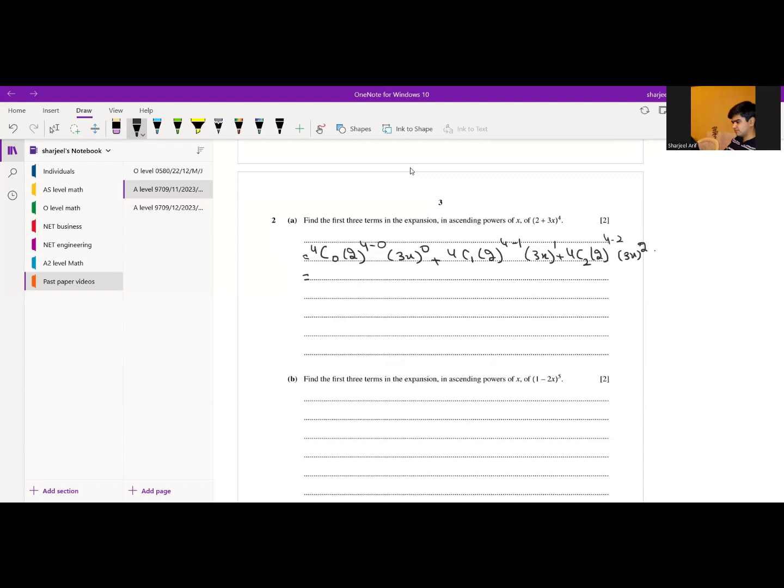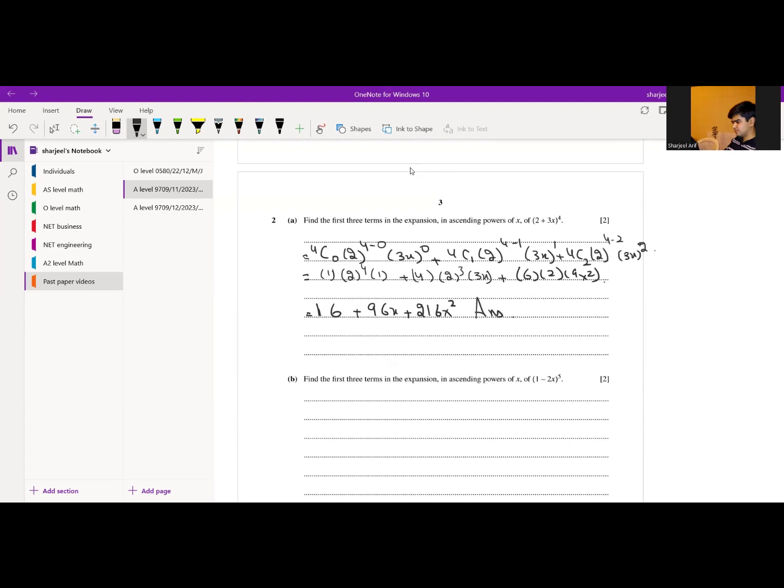So we will further solve it to get 2 power 4 into 1, plus 4c1 is 4, 2 power 3 into 3x. For the last one, we will get 4c2 is 6, 2 into 9x square. So simplify to get 16 plus 96x plus 216x square. So this will be our answer. These are the first three terms.